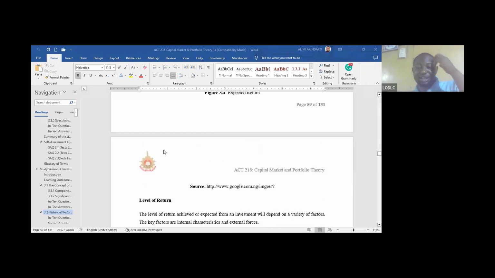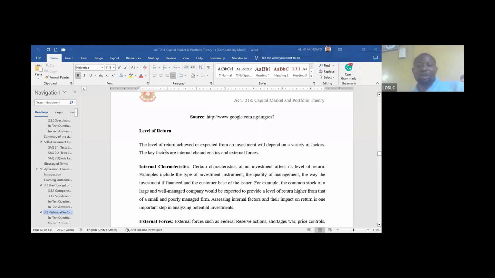So that's the explanation I gave the other time. So, level of return. The level of return achieved or expected from an investment will depend on a variety of factors. The key factors are internal characteristics and external forces. Internal characteristics affect the level of return internally. Examples might include investment instruments, the quality of management, the way that the investment is financed, and the customer base of the issuers. Those are the internal characteristics that may affect the level of return.